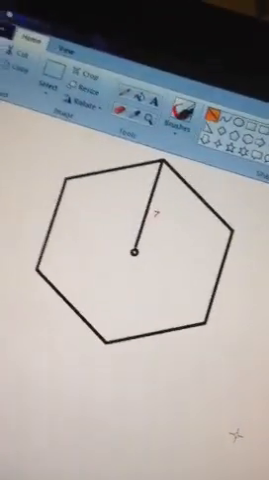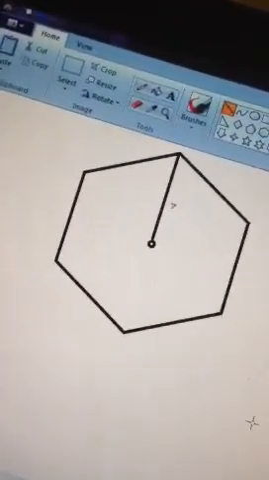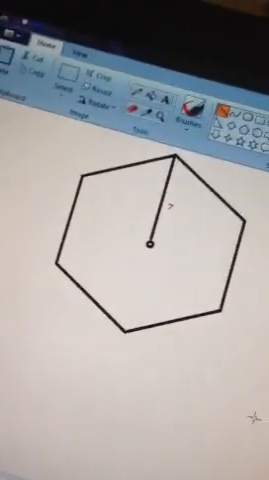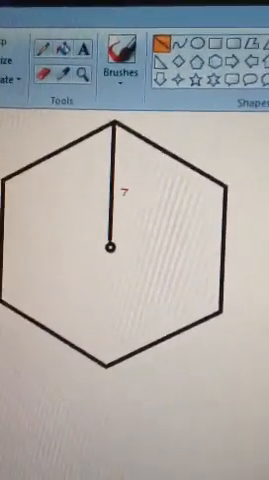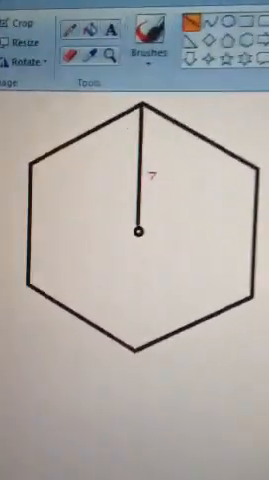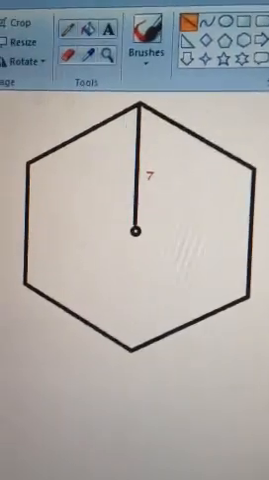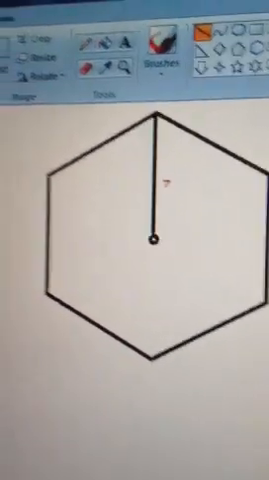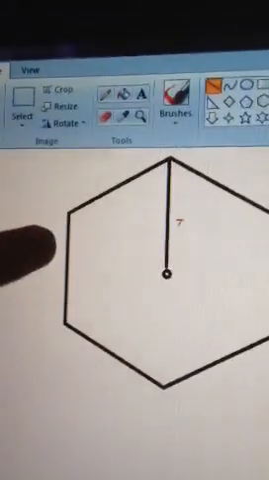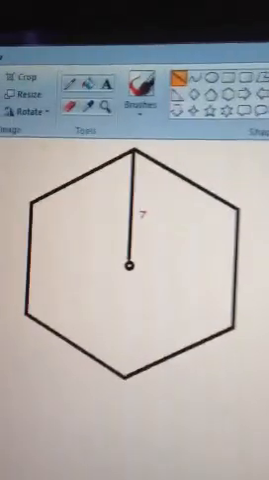Okay, so I didn't do this before I started videotaping, so it might be a little bit slower than the last one. First, I made your hexagon right there, and it tells you that you have a radius, which is 7. So the easiest thing is to draw it first.